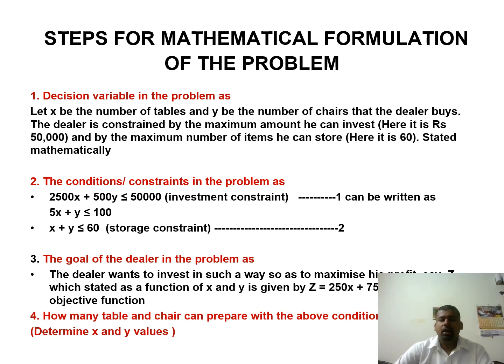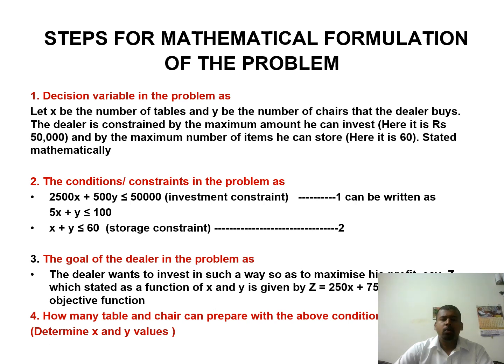And what is the main profit motive of the dealer, which we frame as z equals 250x plus 75y, which means 250 is the profit he will get from one table, and 75 is the profit he will get from one chair.